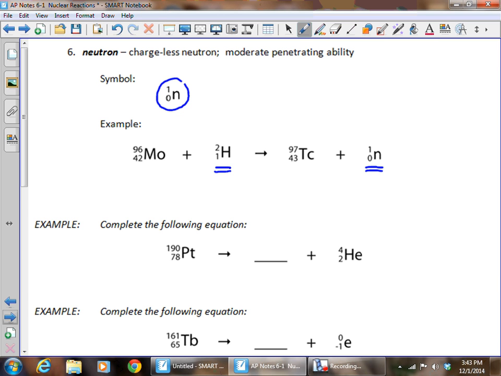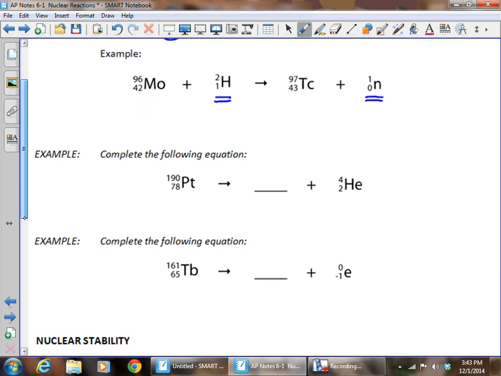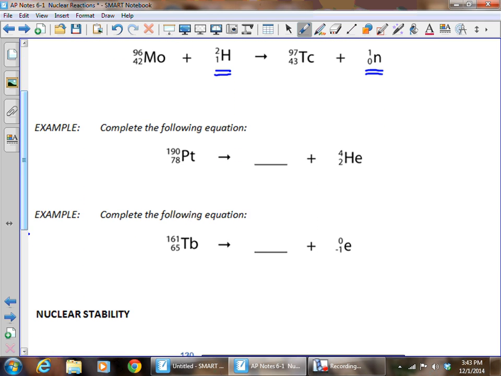So those are the 6 different examples of particles I expect you to know. There are lots of others, but those are the ones that I expect you to know, and it's the ones that you'll encounter at the AP level. So if we're going to complete something like this, look at what happens here.